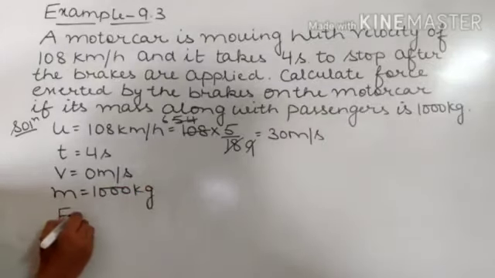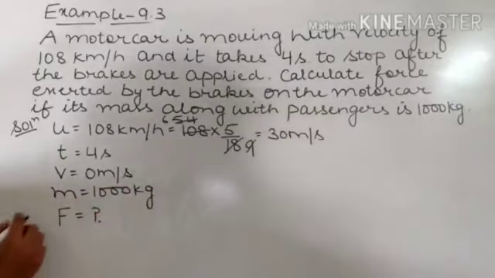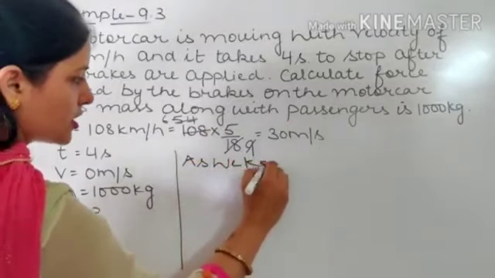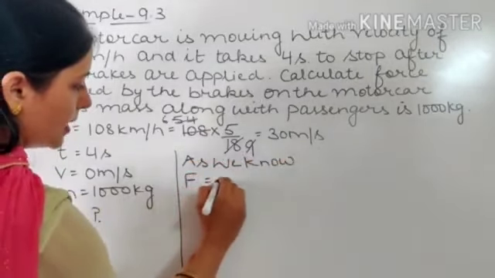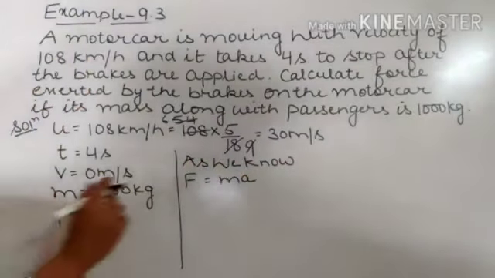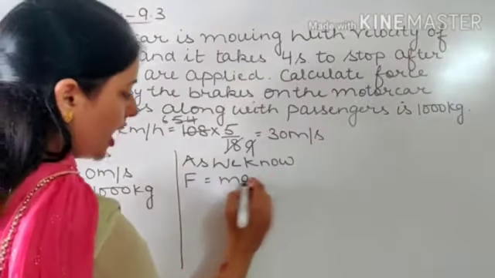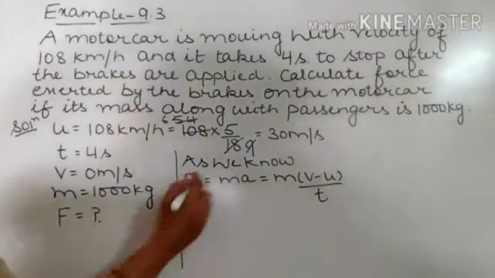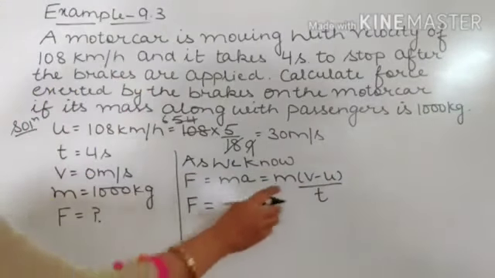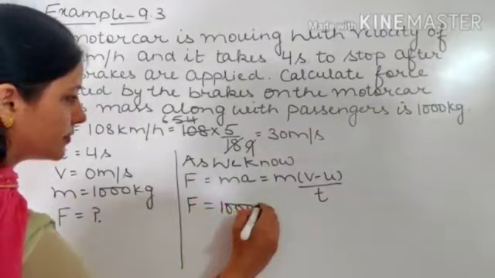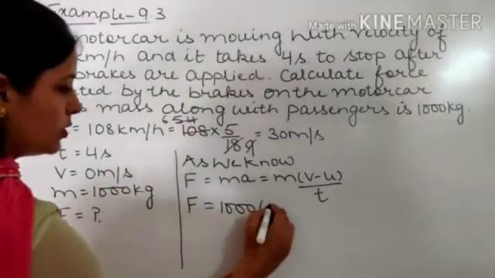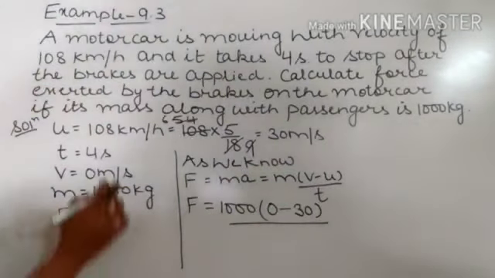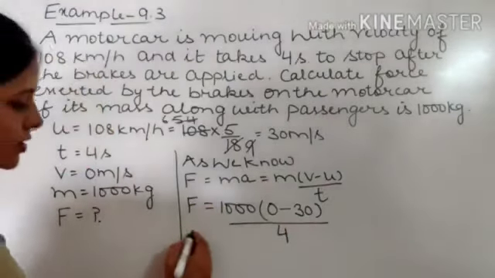Okay, we have to calculate the force. As we know, force is mass multiplied by acceleration. And here acceleration is change in velocity with respect to time. Now put all the values here. F is equal to mass 1000, final velocity v is 0, u is 30, and time is 4 seconds. So now solve it.